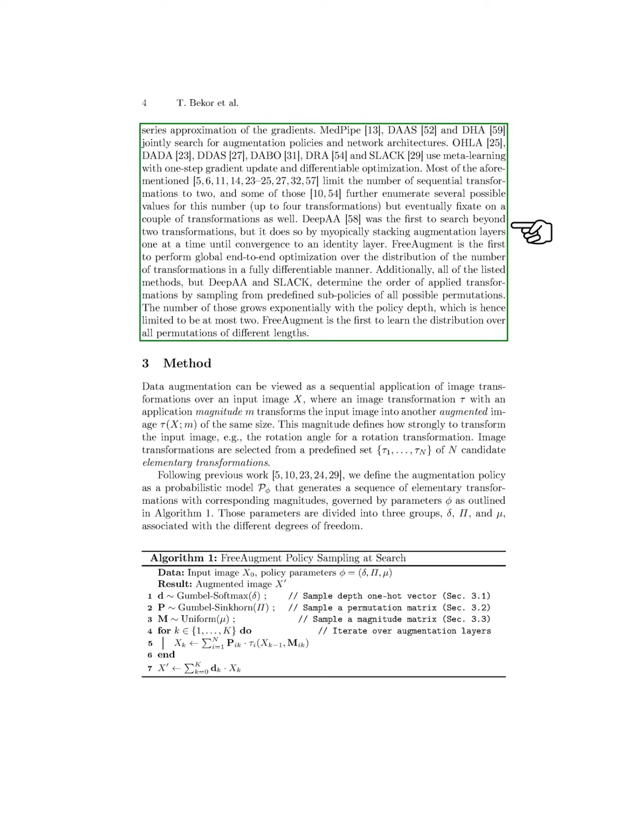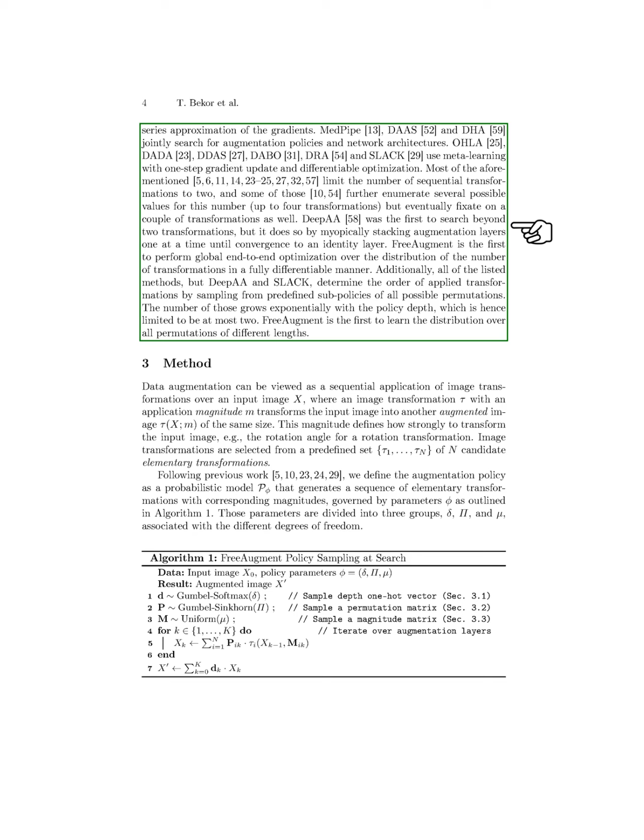Section: Method. In this section, we explore the method of data augmentation, which involves applying a series of image transformations to an input image, denoted as X. Each transformation, represented as tau, modifies the image based on a specified magnitude, m, which determines the extent of the transformation, such as the angle of rotation. We select these transformations from a predefined set of n possible basic transformations. We define our augmentation policy as a probabilistic model, P, which generates a sequence of these transformations along with their magnitudes, guided by parameters phi.